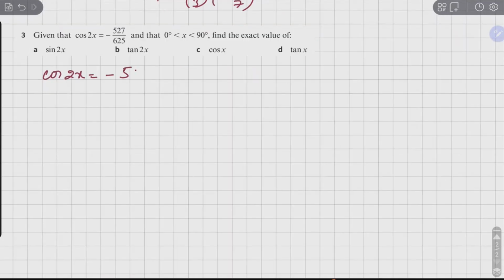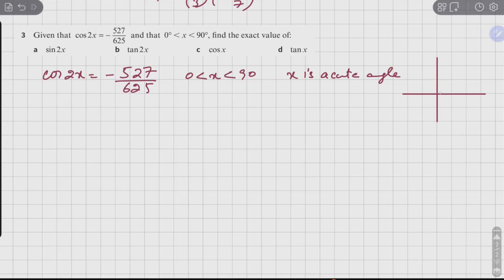Cos of 2x is 527 over 625, and x is greater than 0, less than 90. It says that x is an acute angle lying in the first quadrant. When x is in the first quadrant, the problem is with 2x. Okay, ये वाला तो x है ना. So whatever the x, when you make it double, the question is whether you will be in the first quadrant or you move to the second quadrant.